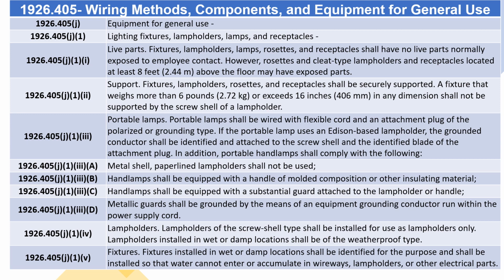1926.405(J)(1)(iv) Lamp holders. Lamp holders of the screw shell type shall be installed for use as lamp holders only. Lamp holders installed in wet or damp locations shall be of the weatherproof type. (v) Fixtures. Fixtures installed in wet or damp locations shall be identified for the purpose and shall be installed so that water cannot enter or accumulate in wireways, lamp holders, or other electrical parts.